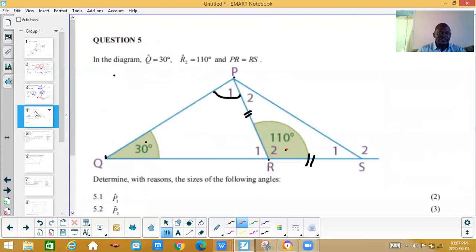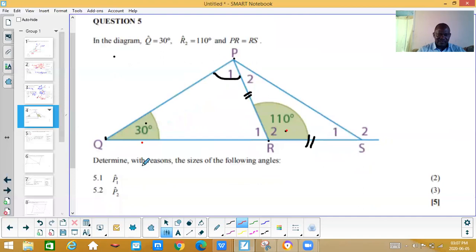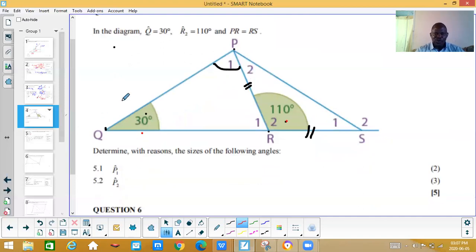Let us go on to the next one. We now want to find P2. Which one is P2? P2 is this one. Still using what we were given, that PR and RS are equal, it implies that this angle here must be equal to this one.